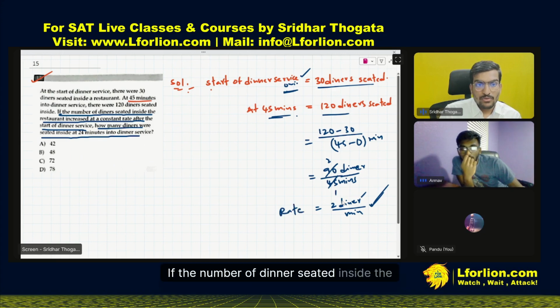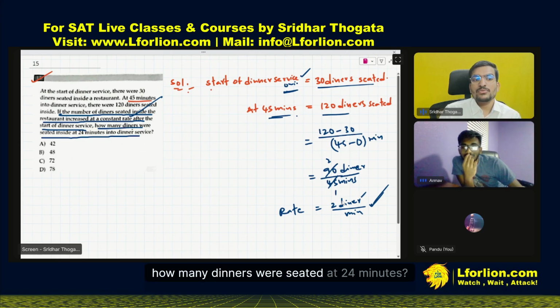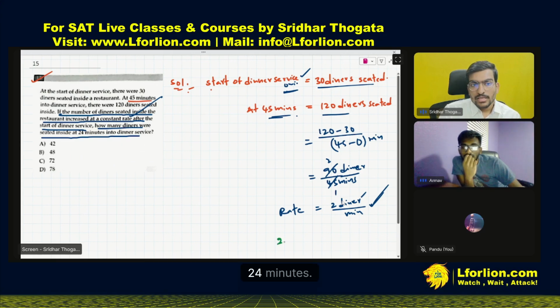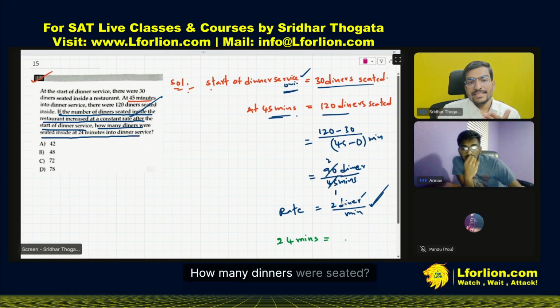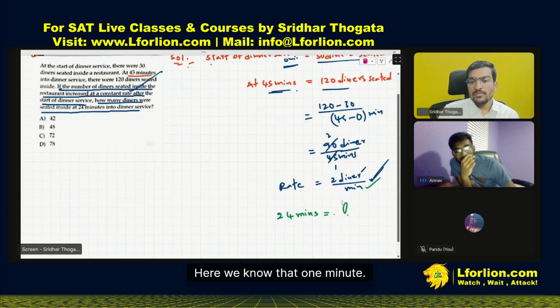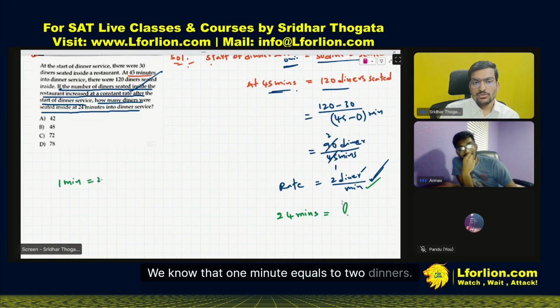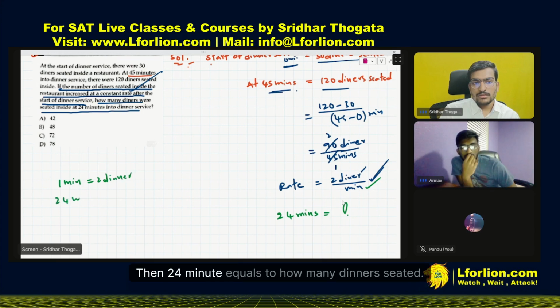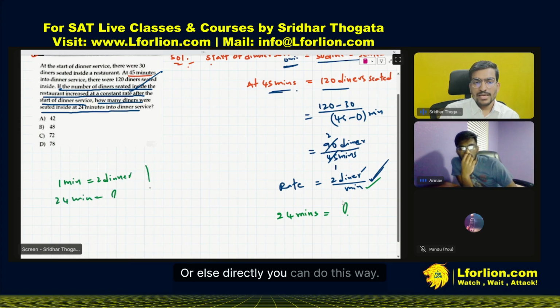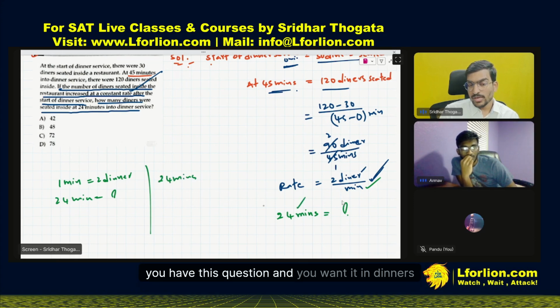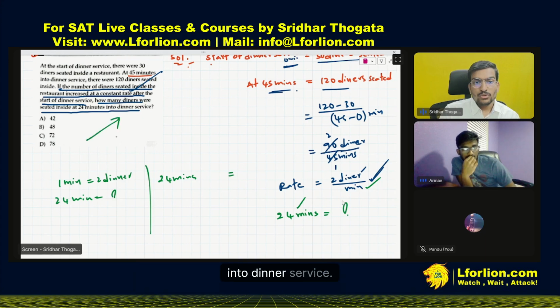That's what they said. If the number of dinners seated inside the restaurant increased at a constant rate, for every minute, 2 dinners seated after the dinner service started, how many dinners were seated at 24 minutes? 24 minutes. How many dinners were seated here? We know that 1 minute equals 2 dinners, then 24 minutes equals how many dinners seated? We can do this in 2 ways. Or else directly you can do it this way. You know that 24 minutes. You have this question and you want it in dinners. Into dinner service you need.